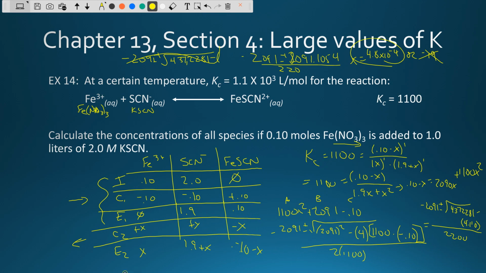So if I plug that all in, all the fun stuff, hopefully you skip through a lot of that fun part. 4.8 times 10 to the negative fourth. I end up with 1.9 plus that ridiculously small number, 1.9, and 0.10 minus that ridiculously small number ends up being 0.10. Okay, I had to calculate it out to find what this is, otherwise we could have just ignored it from there. Good job, guys. That was a lot of work to go through.